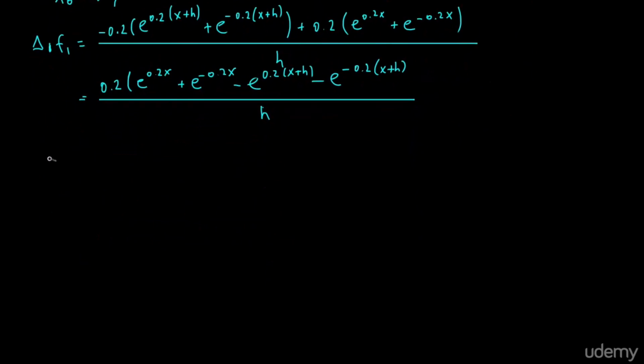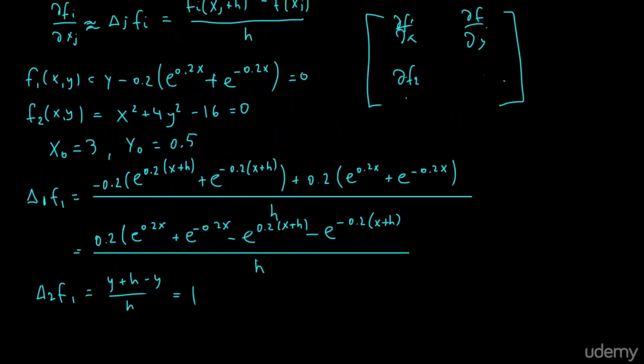So let's do the other ones. The other ones are going to be a bit easier. Delta 2 f1 is quite simply y plus h minus y divided by h, so that's equal to 1. Now, why is it this particular amount? Let's take a look at what's actually happening. For the second delta, we're actually using the index 2 here. The index 2 is essentially the index of x2 in our notation, but because we have a function of x and y, these x and y map onto x1 and x2. So all that's happening when we talk about x2 is we're getting the y value. That's why we get y plus h minus y divided by h, and that's equal to 1.